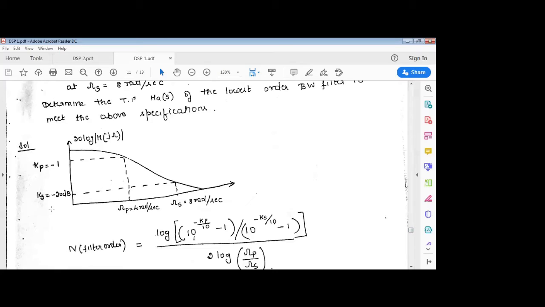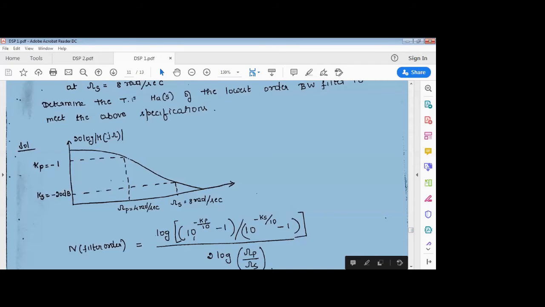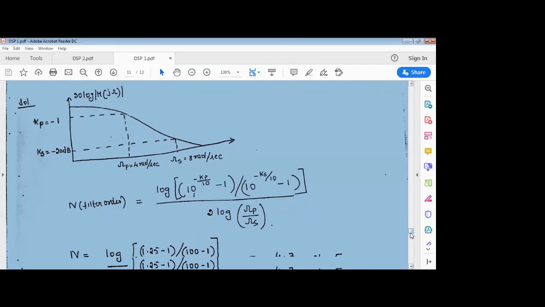N is the filter order, which is equal to the logarithm of (10 raised to the power of minus Kp by 10, minus 1) divided by (10 raised to the power of minus Ks by 10, minus 1), the entire thing divided by 2 times log of omega p by omega s. This is the formula we use for designing a low pass filter of any filter order n.